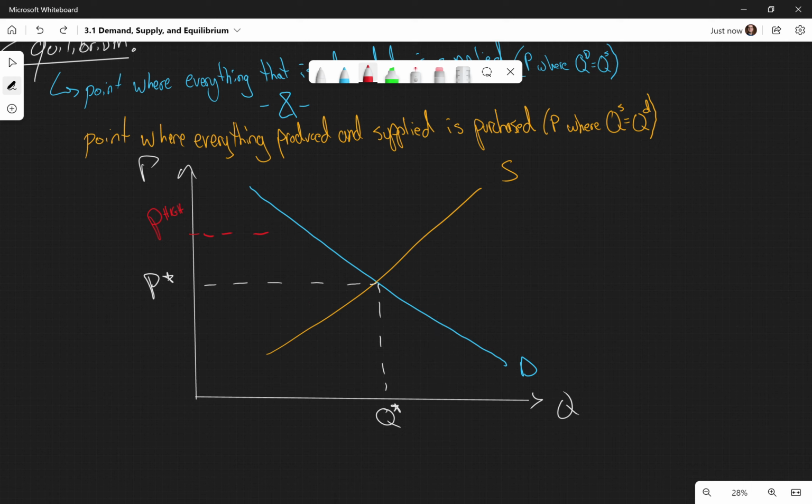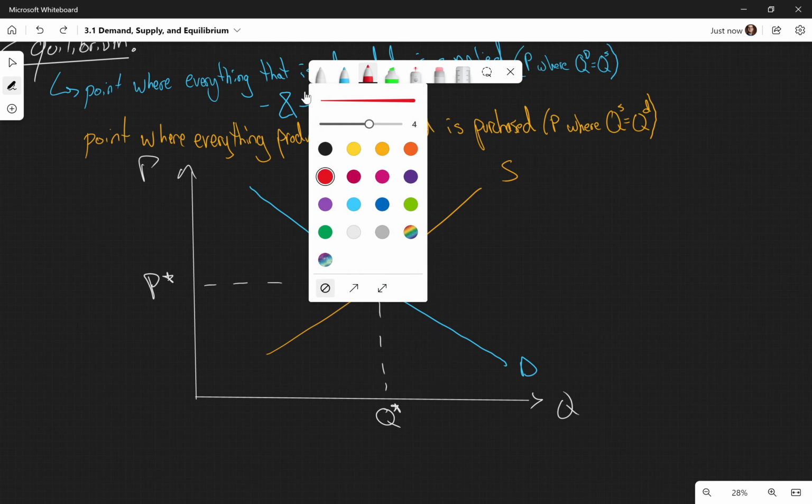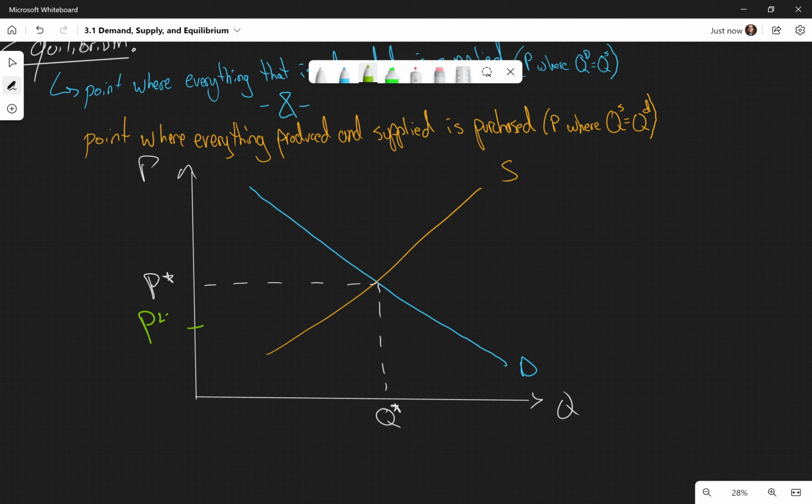What if the price was too low? If the price was too low, then reflecting that price off of my quantity supply graph would give me a quantity supplied that is far lower or far fewer than my quantity demanded. In a situation like this, we would call this a shortage.